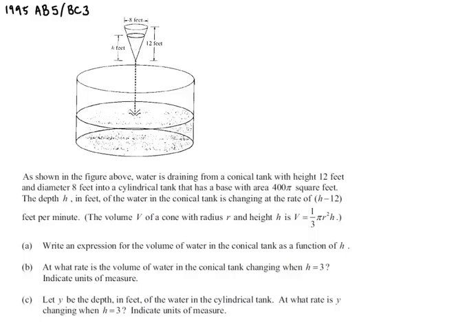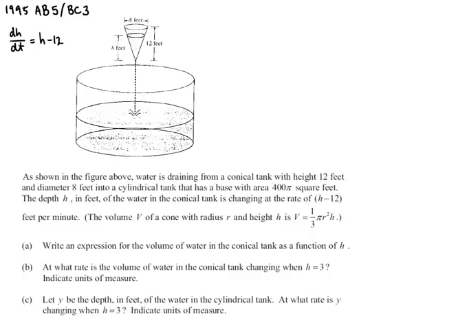In this video we have another free response question related to related rates. We have, shown in the figure above, water draining from a conical tank with a height of 12 and a diameter of 8 feet into a cylindrical tank that has a base with area 400 pi square feet. The depth h in feet of the water in the conical tank is changing at the rate of h minus 12 feet per minute. And so I'm going to write down dh/dt is equal to h minus 12.